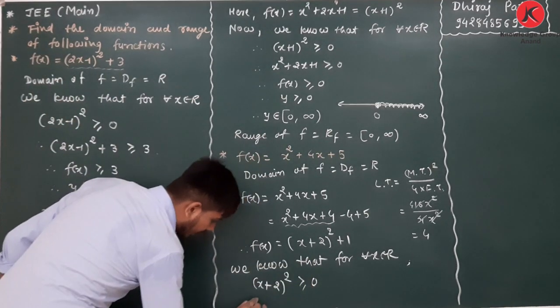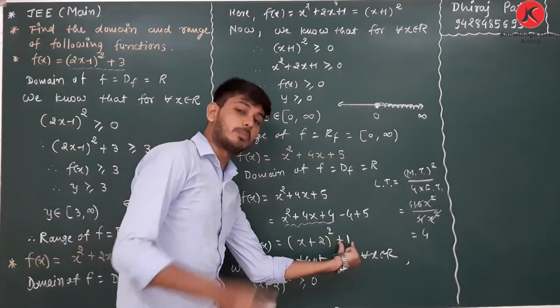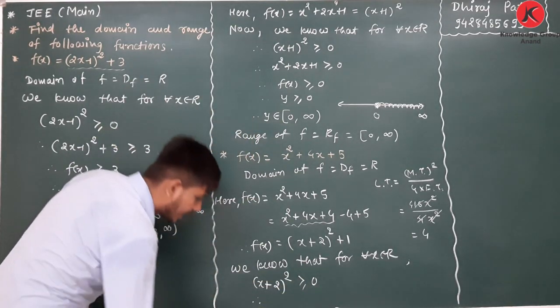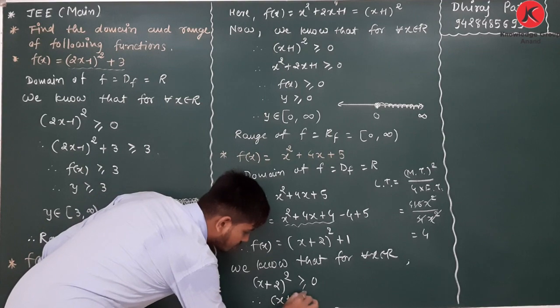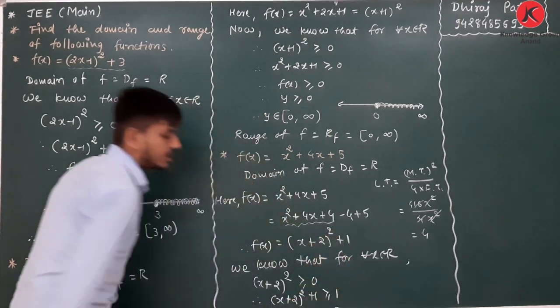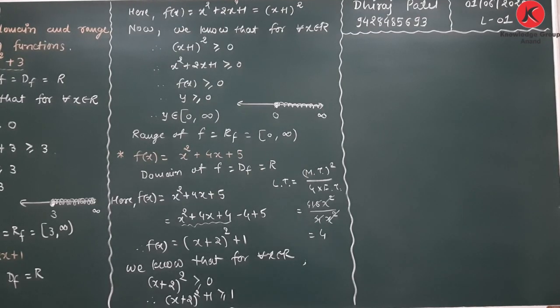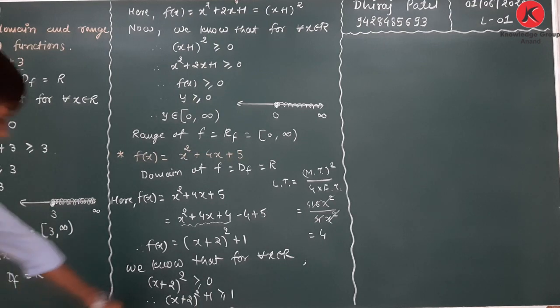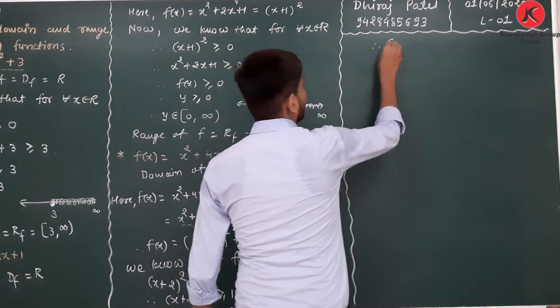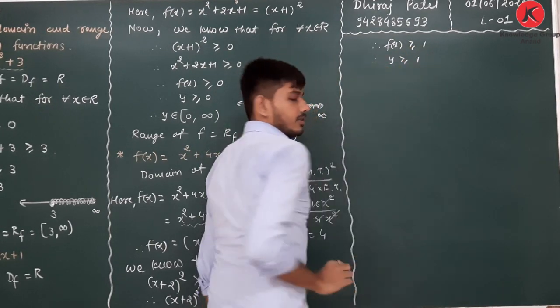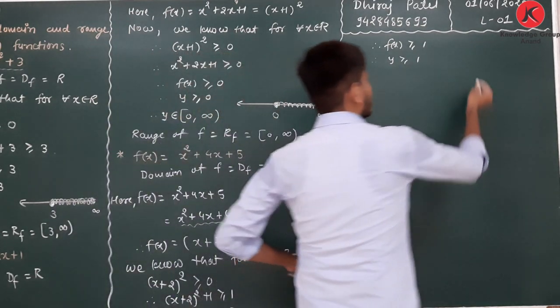And we know that we want x plus 2 whole square plus 1 as our f of x. Therefore, we have to add plus 1 on both these sides. Therefore, I am getting x plus 2 whole square plus 1 which is greater than equals to 1. Now, we know that x plus 2 whole square plus 1 is equals to our f of x. Therefore, f of x is greater than equals to 1. And what is f of x? Y. F of x equals to y. Y is greater than equals to 1.